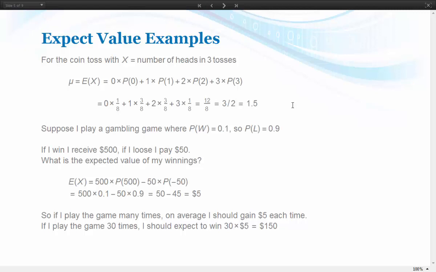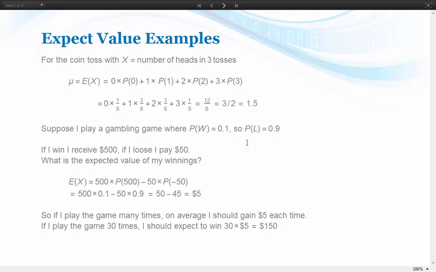Here's another example. Suppose I play a gambling game where the probability of winning, that's P of W, is 0.1. Well, if the probability of winning is 0.1, then the probability of losing must be 1 minus 0.1, or 0.9. In this game, if I win, I receive $500, but if I lose, I have to pay $50. We might say that's like the cost of the game.